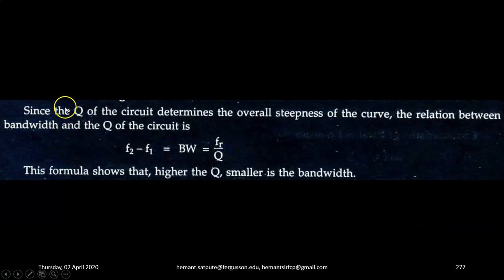Now, since the quality factor Q of the circuit determines the overall steepness of the curve, the relation between bandwidth and the Q of the circuit is F2 minus F1, which is equal to bandwidth, and that is equal to Fr upon Q, resonant frequency upon Q. This formula shows that higher the Q, smaller is the bandwidth.